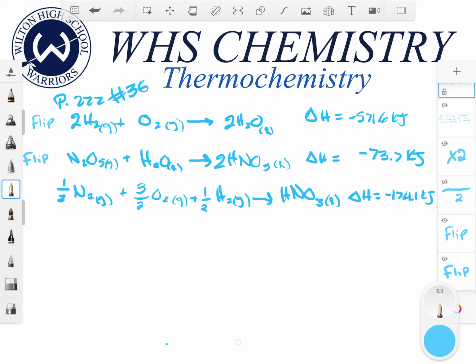So we can see that we need to divide this first equation by 2. I'll just write that out to the side here, and that will get us one step closer to being able to cancel.